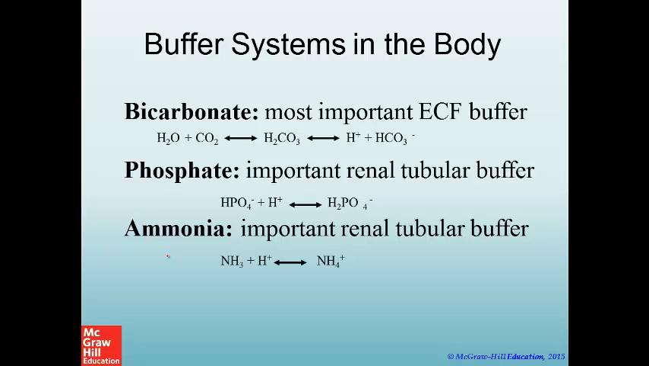Buffer systems in the body. So now we're going to be talking about pH. Right? If you remember, a buffer is something that can donate a hydrogen or bind a hydrogen, take it out of solution, depending upon the pH. Now, the most important buffer of the extracellular fluid is carbonic acid, right, via this relationship that we've been talking about. Inside of cells, the most important buffers are protein and phosphate. And both phosphate and ammonia are important tubular buffers in the renal system that we'll talk about when we talk about the kidneys.